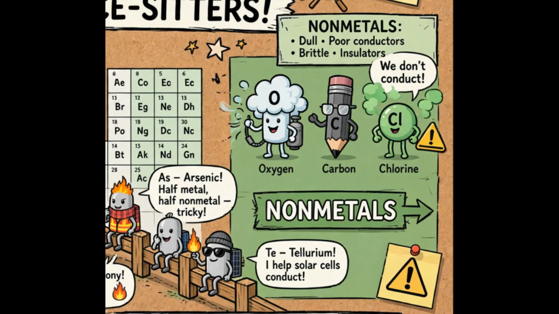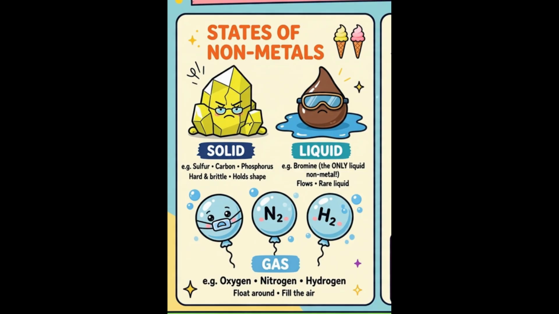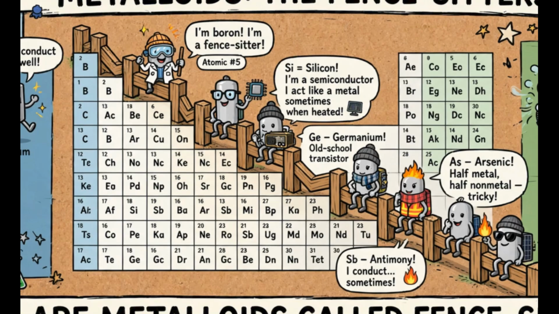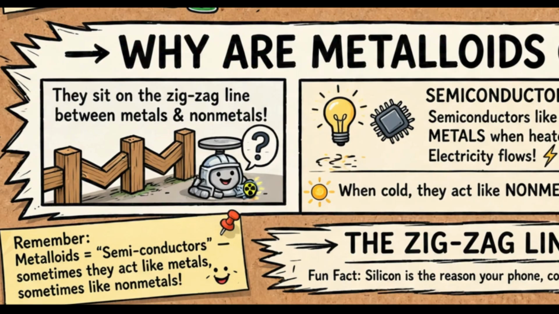Non-metals hang out on the right. They can be solids, liquids, or gases, and if they are solid, they are total divas that shatter easily and don't conduct electricity. And right down the middle, you've got the metalloids living on the zigzag line. They are the ultimate fence-sitters, semiconductors that act like metals sometimes, but not really.